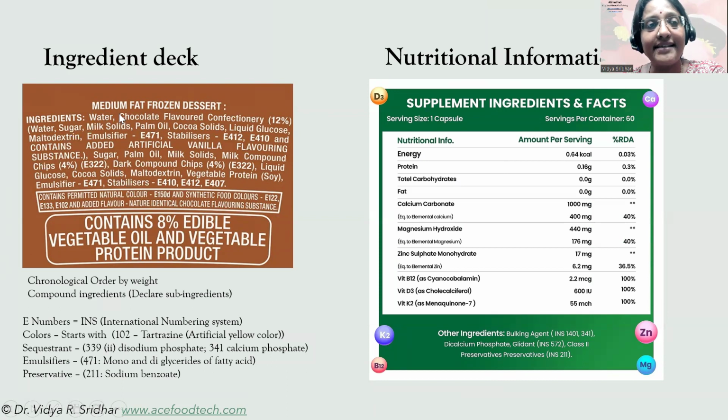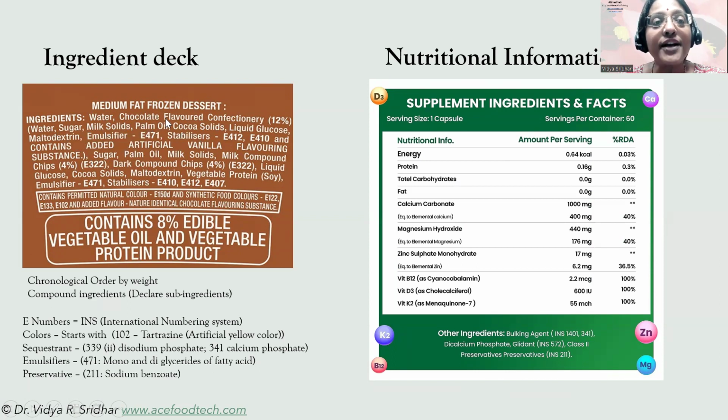So what it says is water is at the highest percentage in this product. Then you have the chocolate flavored confectionery, and then you have the rest of the products, the emulsifiers, the milk, I mean, the next product is sugar. So it's a little confusing. You should look for the brackets.